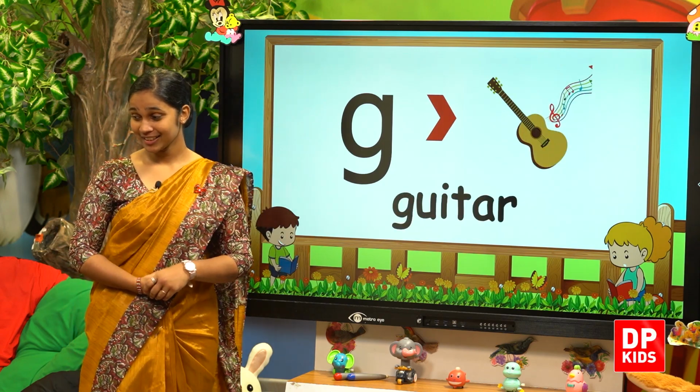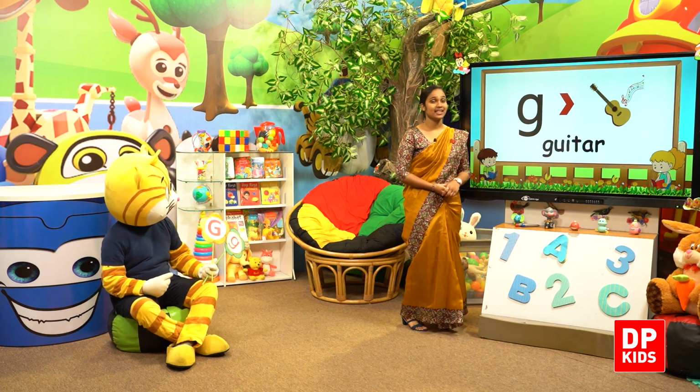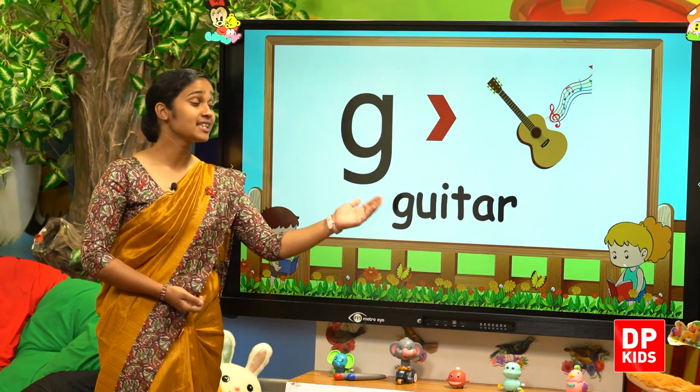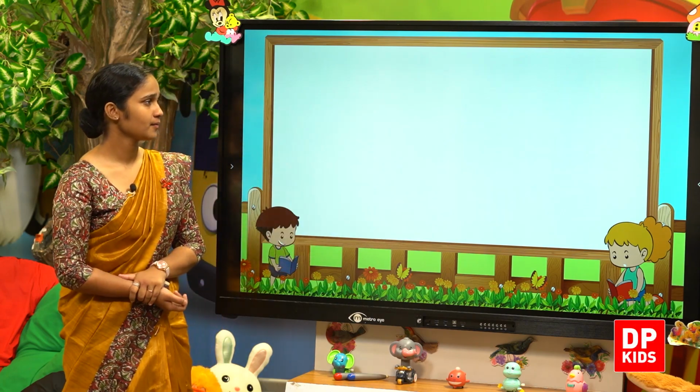What is this? Yes, Kitty likes to play this. Yes, it's a guitar. G. Guitar.